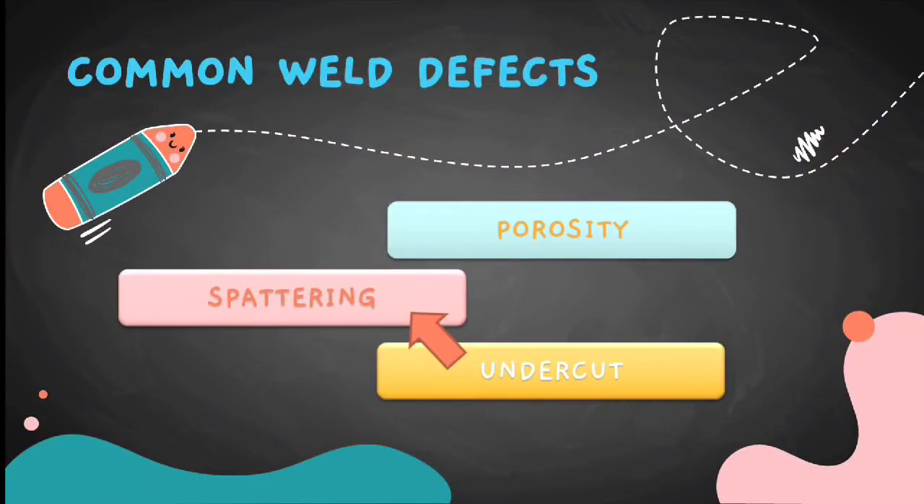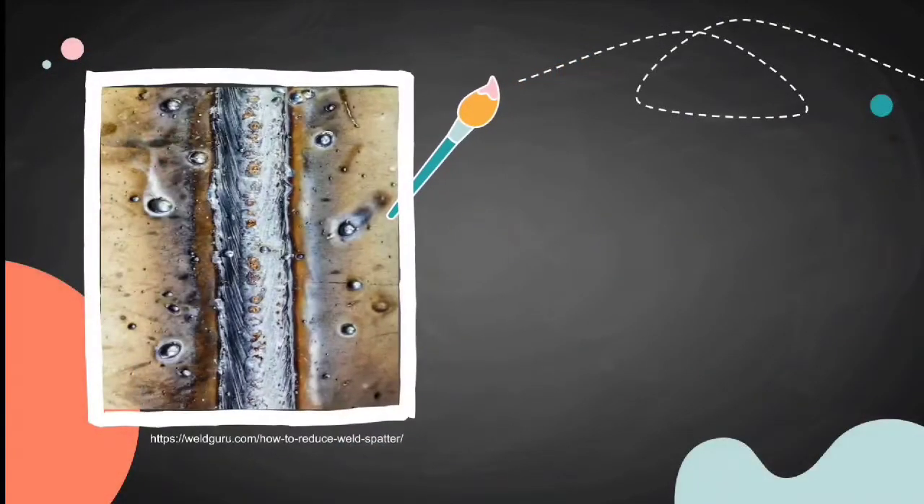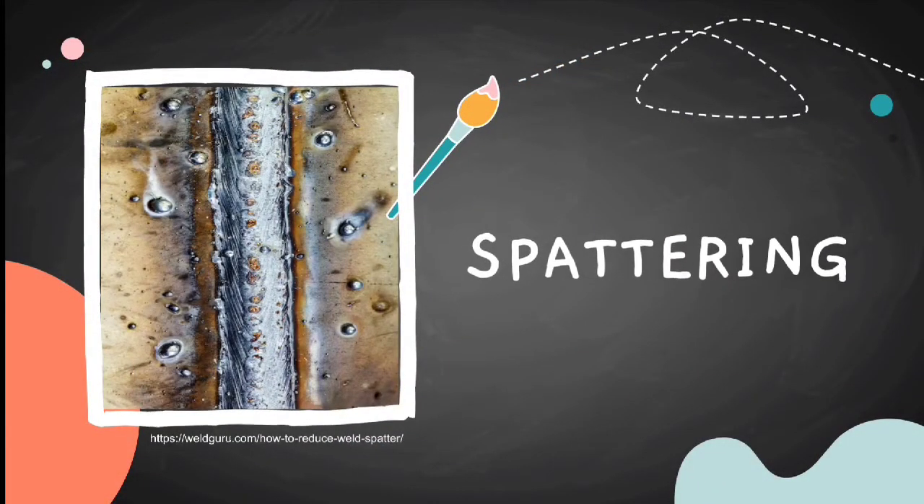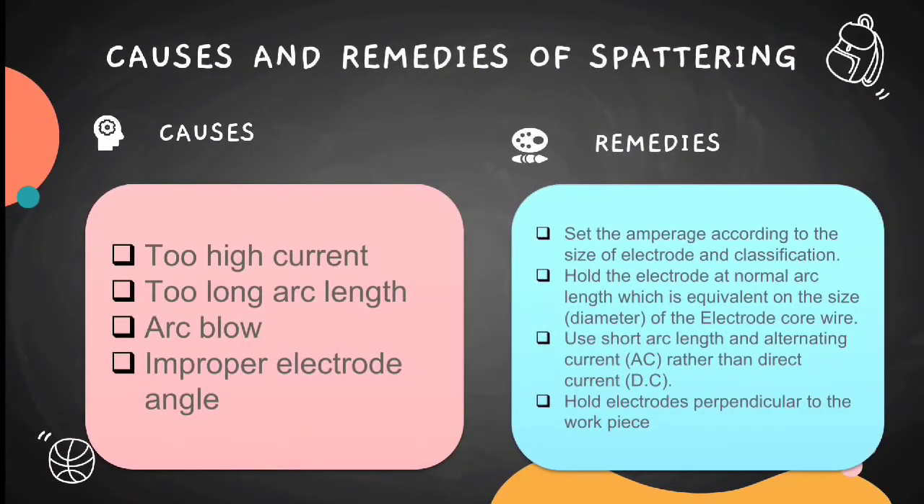Let us discuss the sputtering. So, what is a sputter or sputtering? These are small molten droplets expelled around the base metal and are not parts of the weldment. This sputtering commonly appears during welding. The following are the causes and remedies to lessen this kind of defect. Number 1 for the causes, is that we use too much current or too high current.